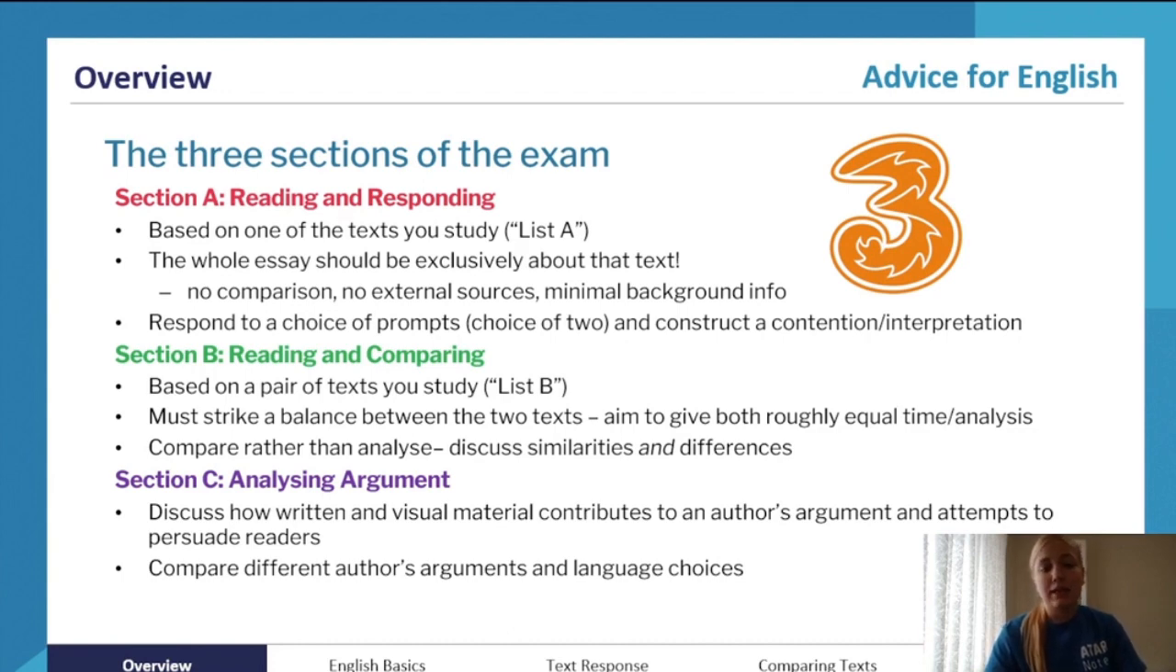Now, section C, analyzing argument. Probably for most students, you did that a while ago, but many students really like this section. So you're analyzing the persuasive language techniques that an author has used to contribute to their own argument, and we have to be able to analyze both written and visual material.